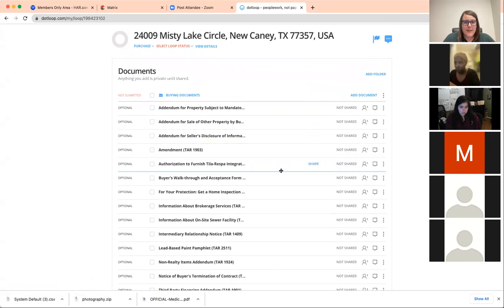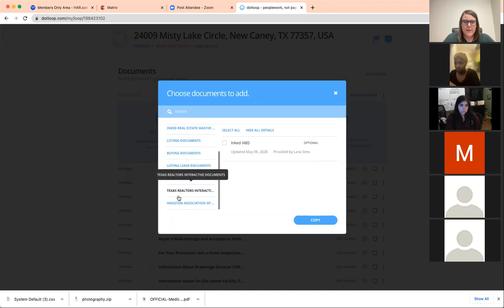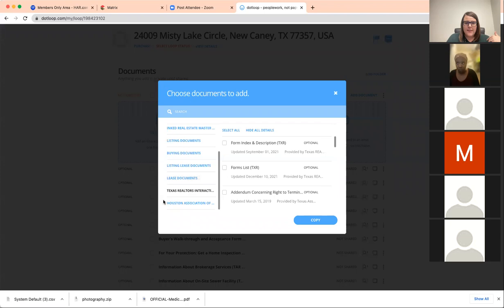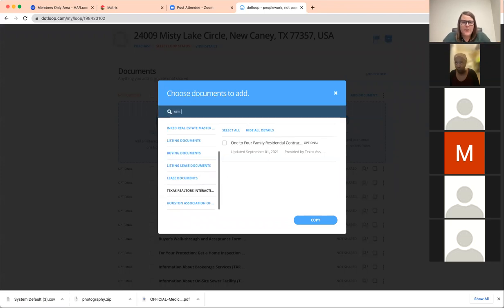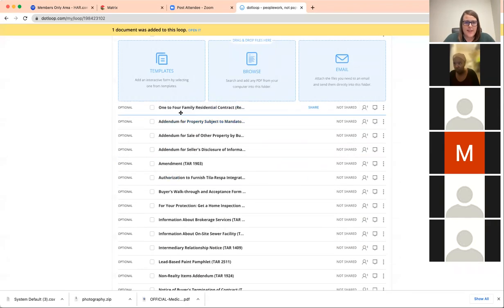If you ever need to add a document, you literally go to add a document, templates, and then down here, the Texas Realtors Interactive and the Houston Association. These two folders have every form you need. So any form that's been created will be in one of these two spots. So in this case, I'm going to go to Texas Realtors and I just type it in so that it pops up and I don't have to run through it all. I check it off, hit copy. And now it is in my file.